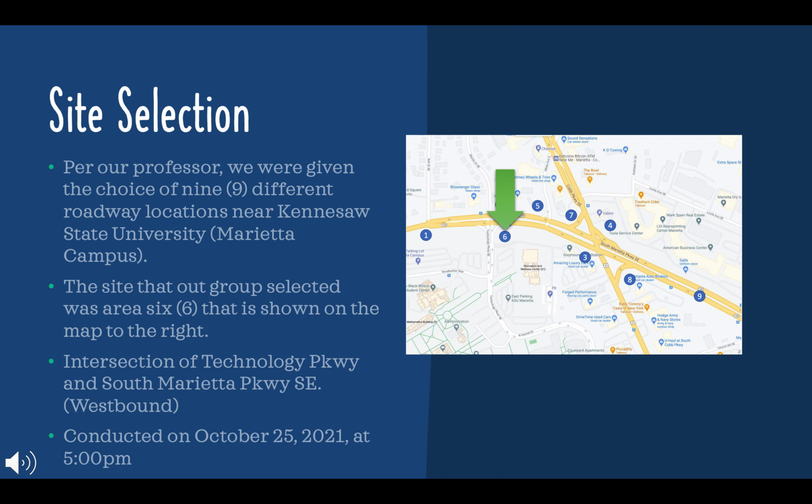From our given map, we had an option of choosing 9 different locations to collect our data near Kennesaw State University in Marietta. For our selected site, we chose Site 6 from the map that is shown on the right. This is the intersection of Technology Parkway and South Marietta Parkway Southeast. We observed the flow of traffic going in the westbound direction.